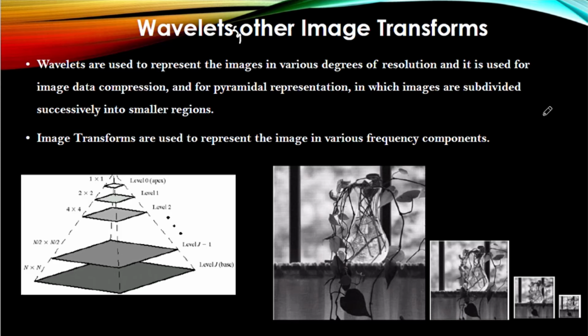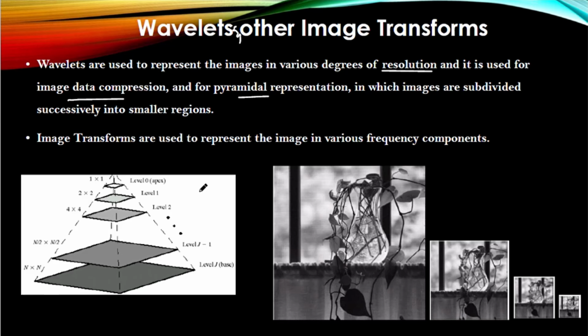Next is wavelets and other image transforms. Wavelets are used to represent the image in various degrees of resolution, and they are used for image data compression. And with the wavelets, you can represent the image in the form of a pyramid.